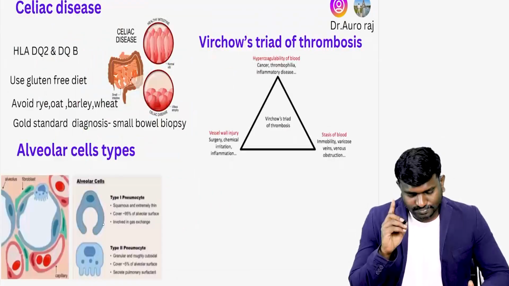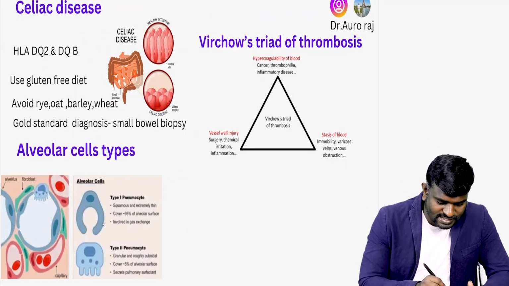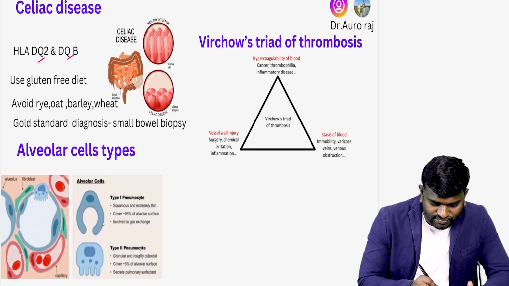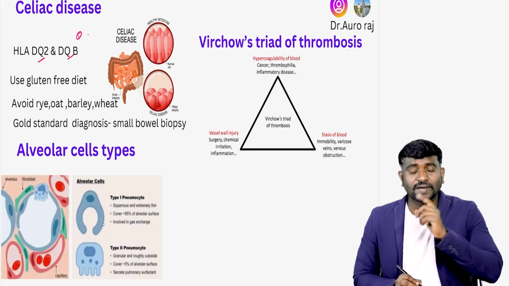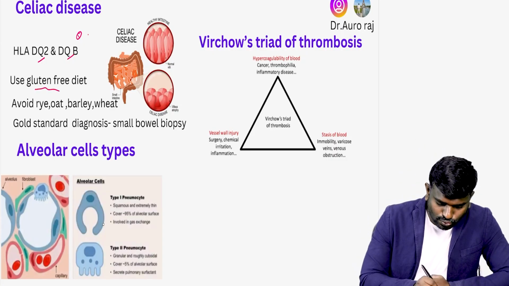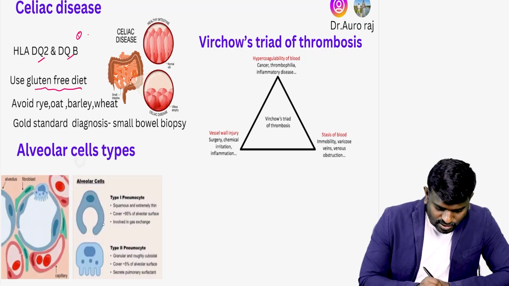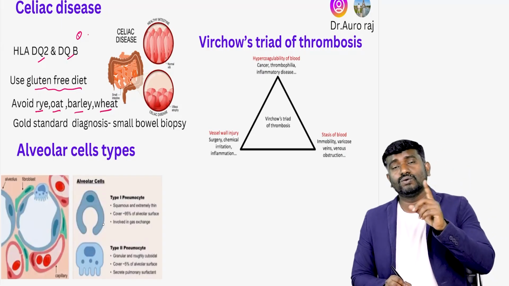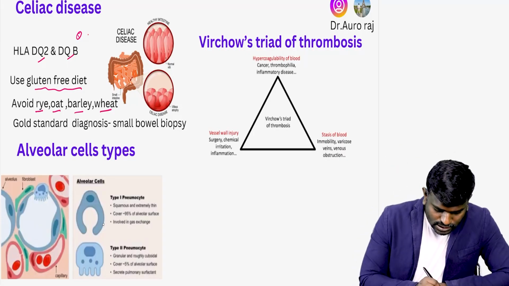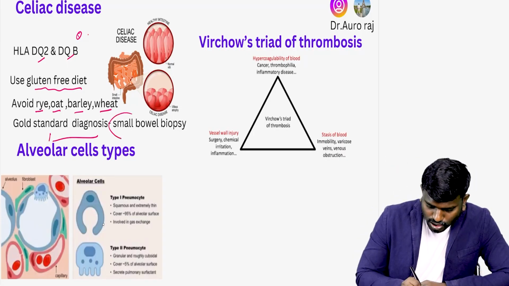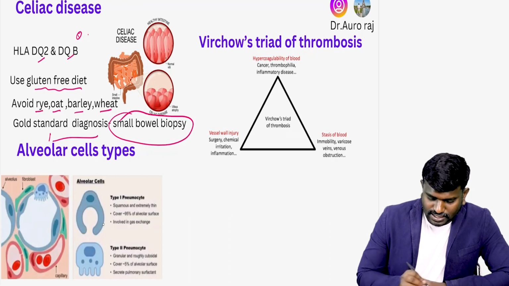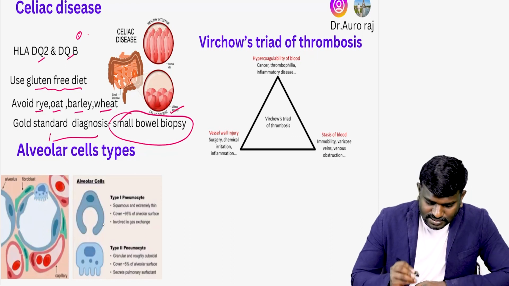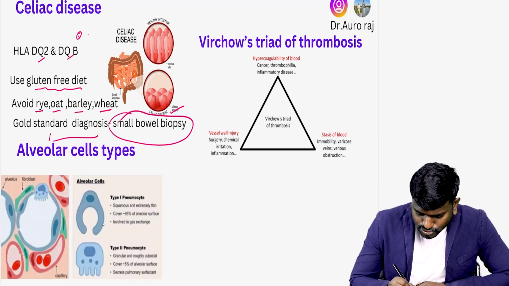Good. Celiac disease is due to what? Actually DQ2 or DQ8. Very important. Please remember, the patient is going to be using only what? Gluten-free diet. He or she is going to avoid rye, oat, barley or wheat. Gold standard diagnosis is going to be small bowel biopsy. It is called what? Celiac disease. Remember, the patient is also going to have villous atrophy.